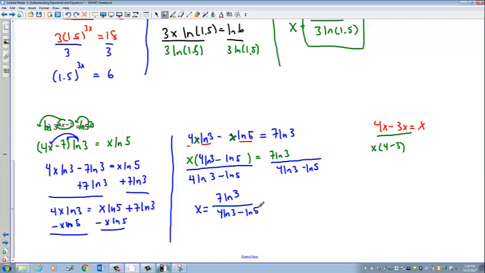And again, you can check this with your calculator. You can plug this in and find a value for it, and plug that value back in for x. You get a number over here. Plug it in for x over here, you get a number over here, and those numbers should be exactly the same.